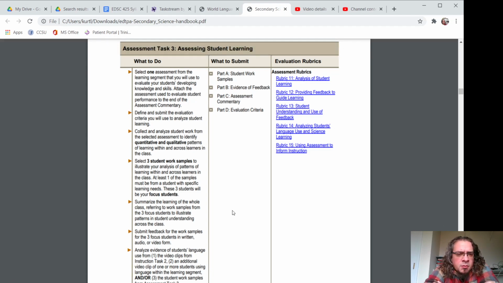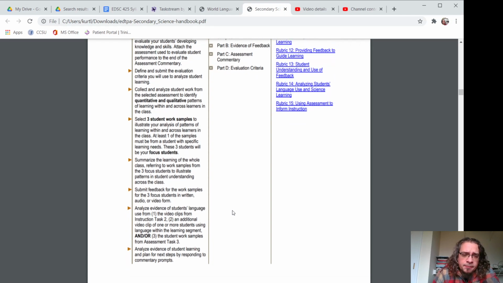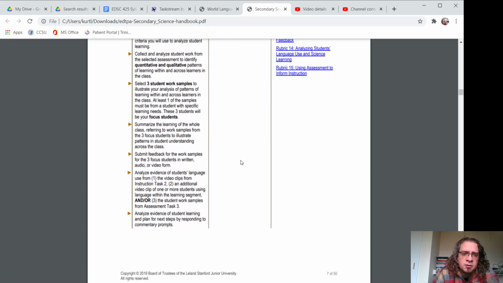We can get into that a little bit more, but again, it doesn't have to be. It could be ELL, for instance, right? It could be somebody who just needs extra supports in general, but not necessarily labeled. Okay. All right, next one: summarize the learning of the whole class, referring to the work samples from the 3 focus students to illustrate patterns in student understanding across the class. So you're just using those 3 students to talk about what's happening as a whole within the class.